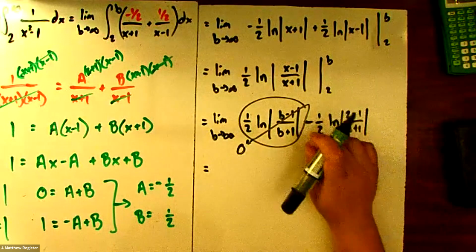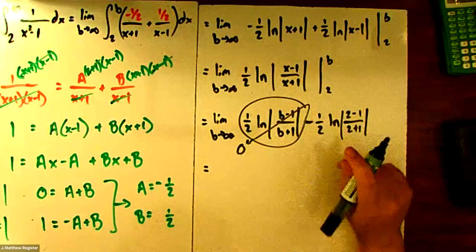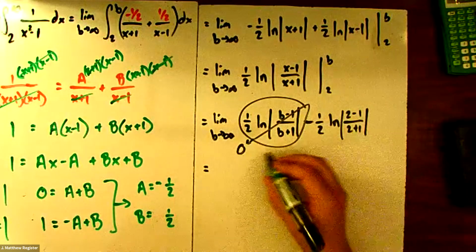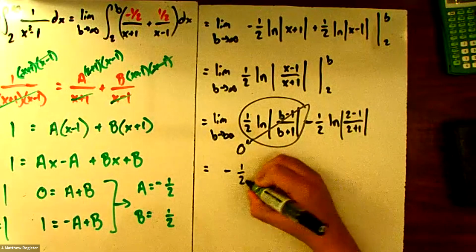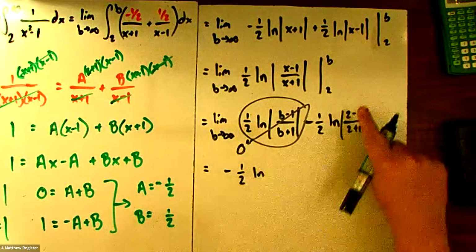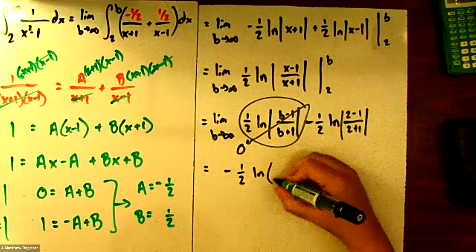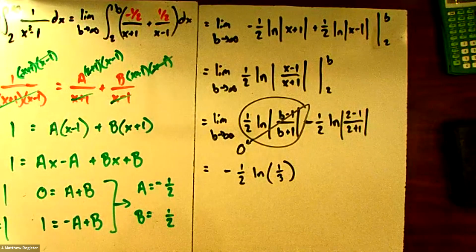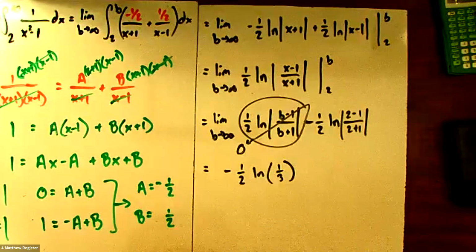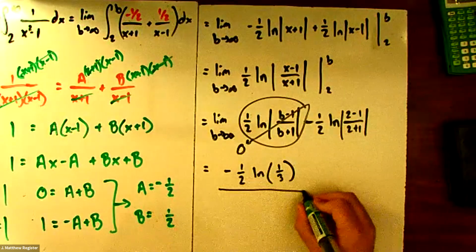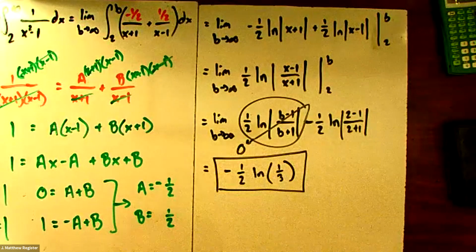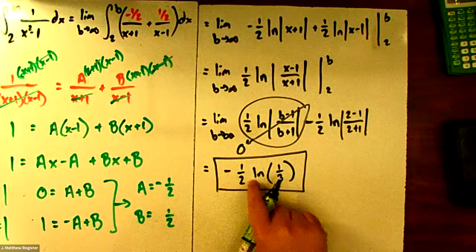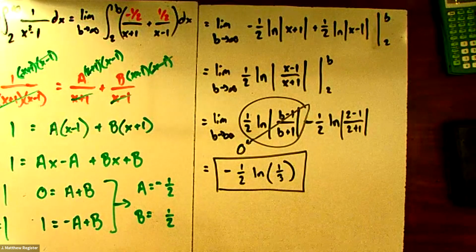I don't know that I like that minus sign, but we'll go with it. And so that's going to give us a minus 1/2 natural log of 1/3. And we can drop the absolute values because it's positive 1/3. And that's our answer. The area is going to be negative 1/2 natural log of 1/3.